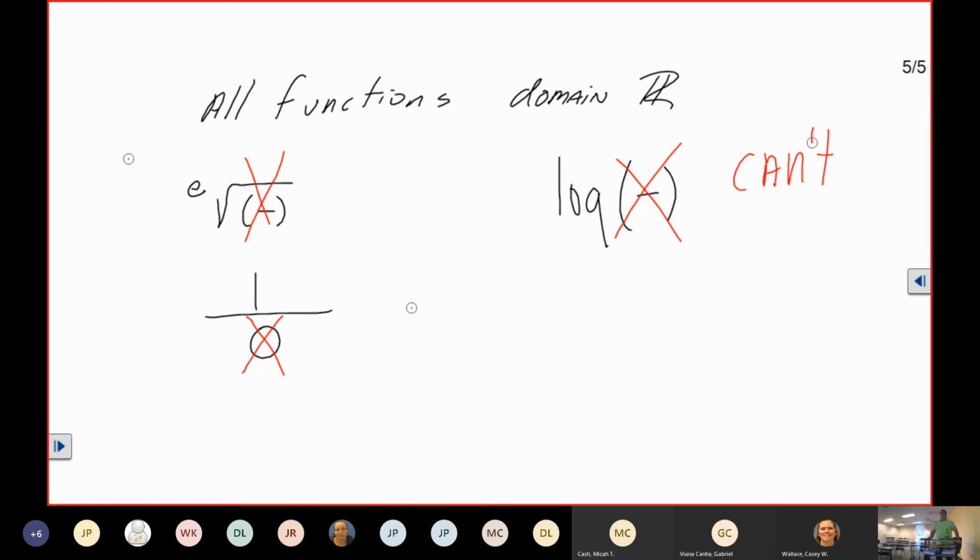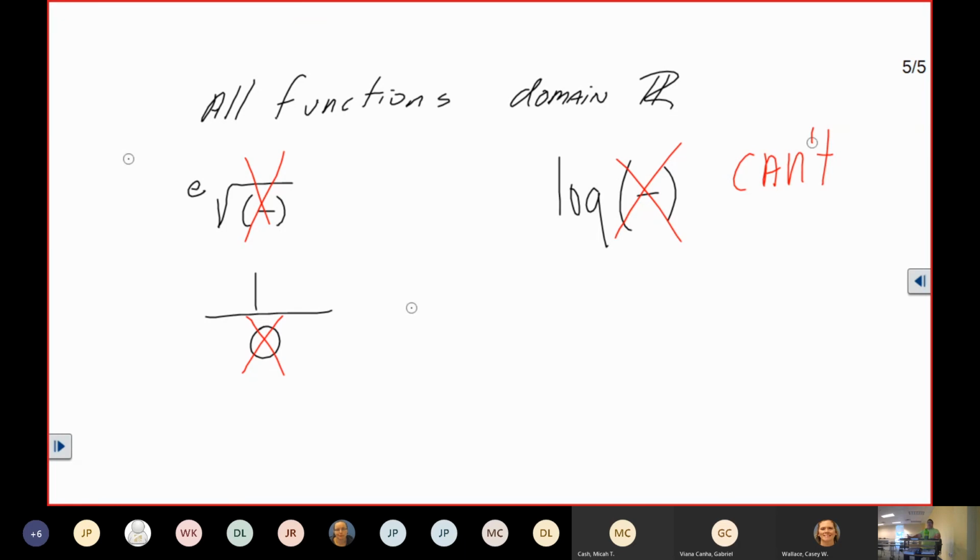Okay? So, I can't put a -3 in an even exponent. I can't put a 0 in the fraction, and I can't take the log of a negative number. So all three of those functions, when you see one of those, the domain is going to be affected.